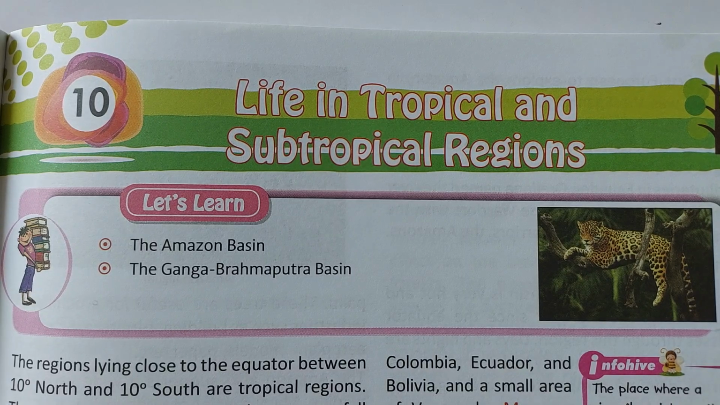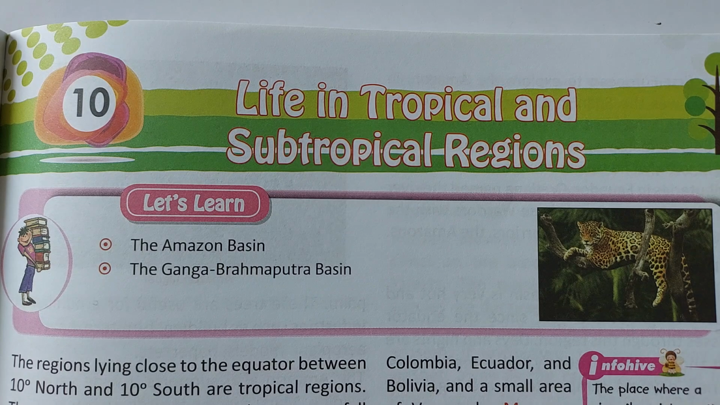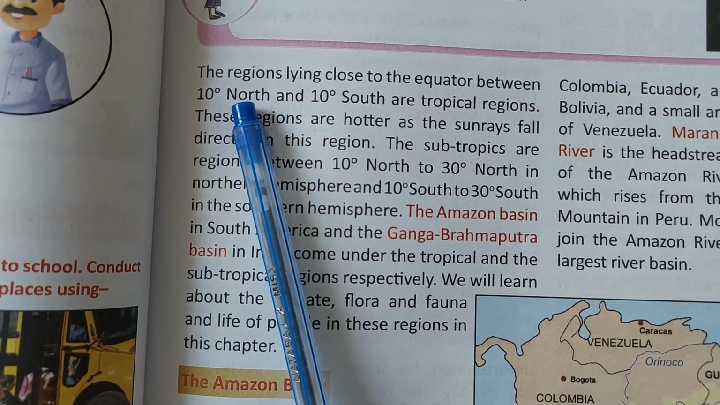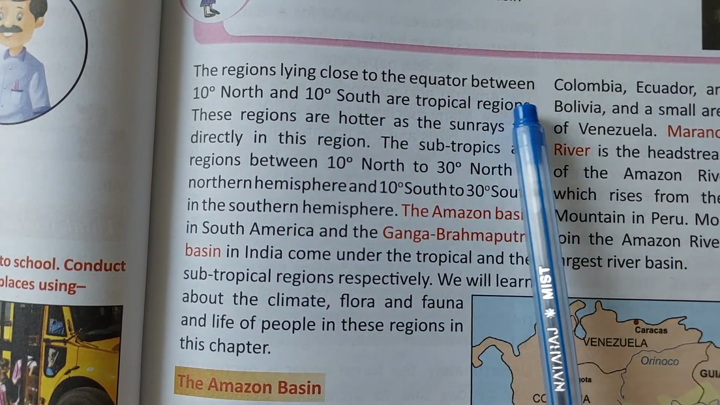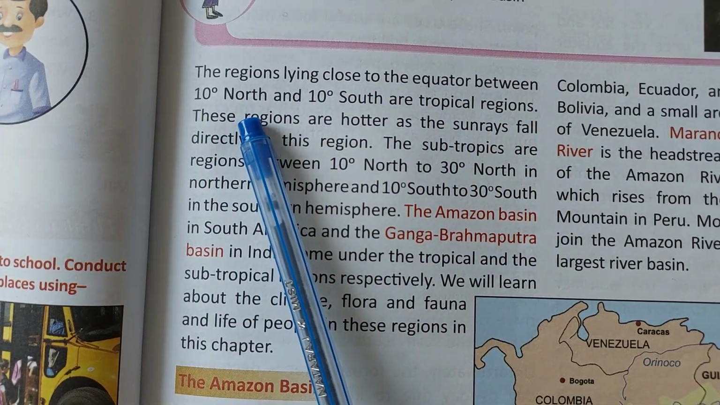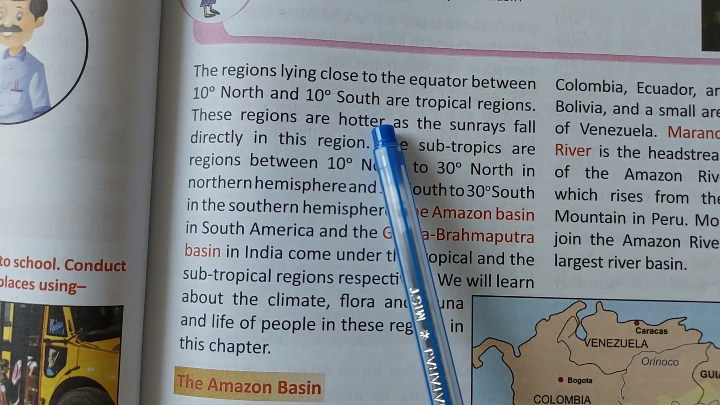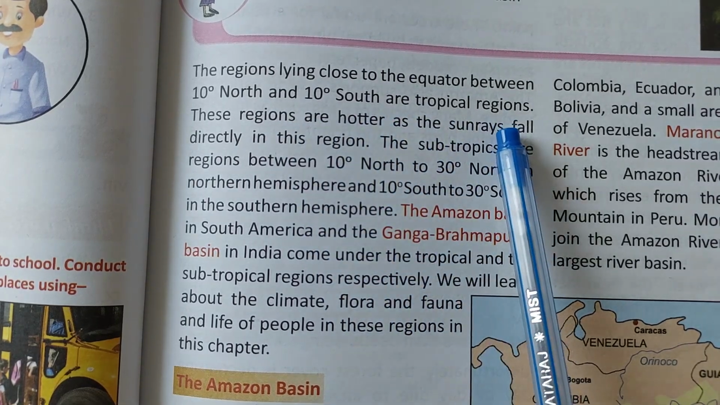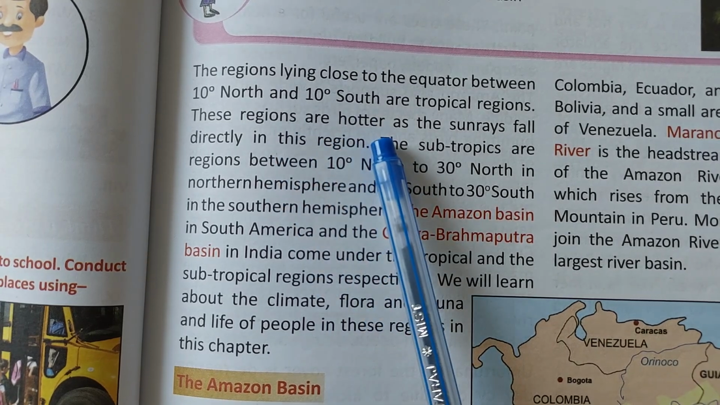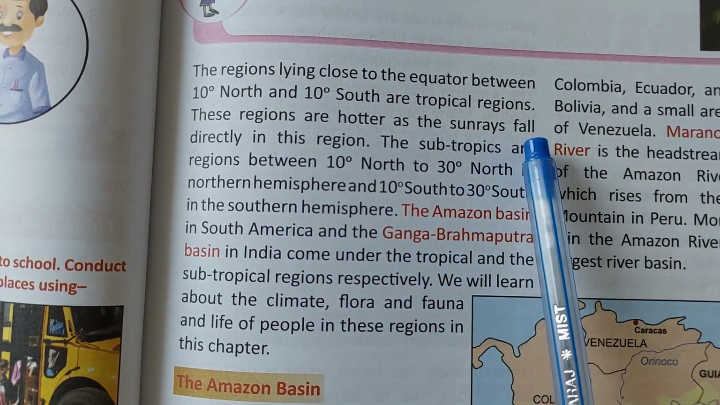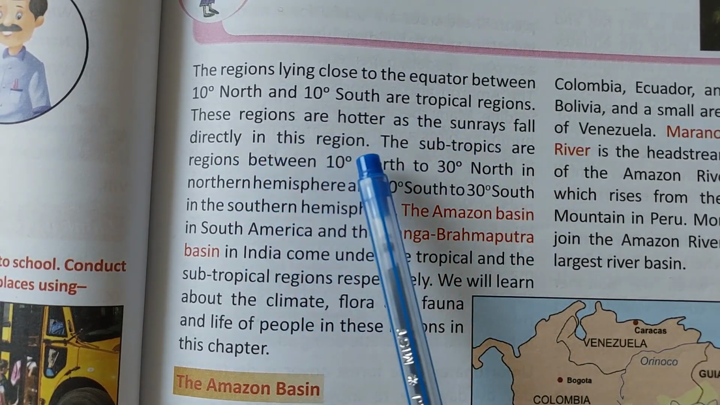Hello everyone. Today we are going to read lesson 10, Life in Tropical and Subtropical Regions. The regions lying close to the equator between 10 degrees north and 10 degrees south are tropical regions. These regions are hotter as the sun rays fall directly in this region.